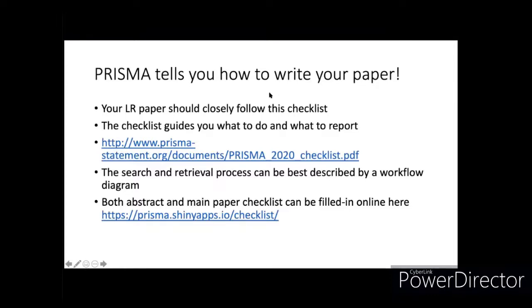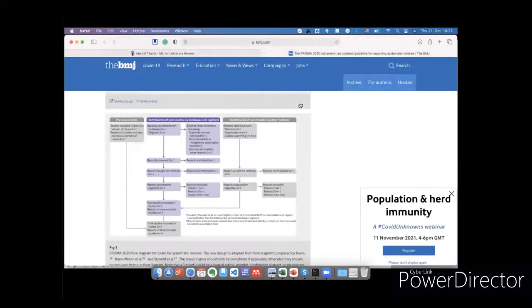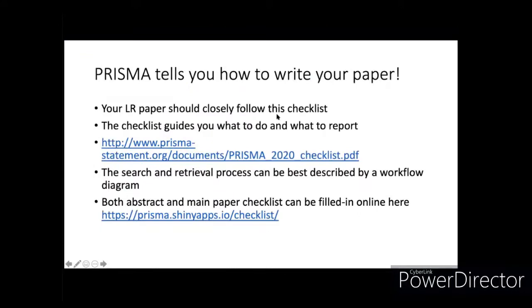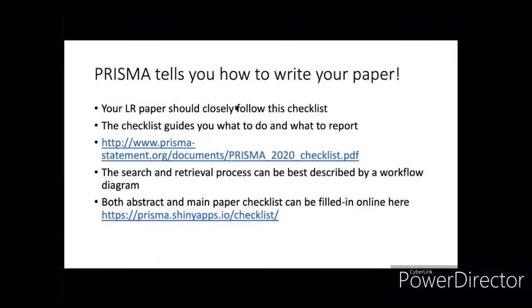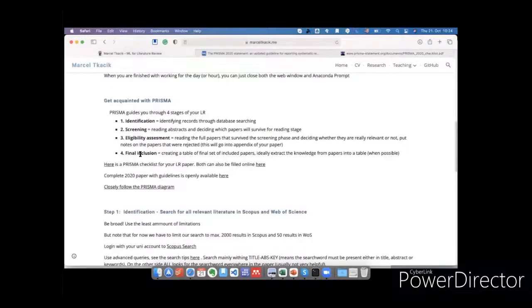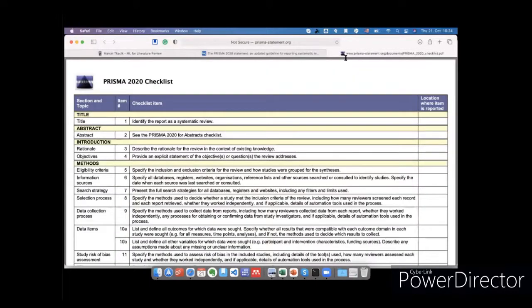So this is the paper, it has the links. And the nice part of this guideline here is that it comes first with the workflow, but it also comes with a checklist of what to do. So let's see. You see here's the checklist, and it can also be filled online here. So let's see what the checklist is. A checklist that tells you how to write your paper.